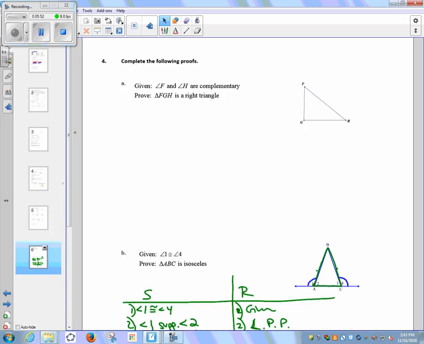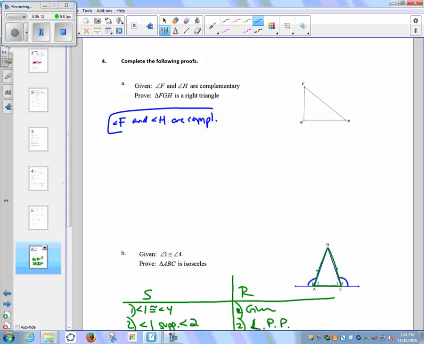All right, so this one, F and H are complementary. I'm going to do this one as a flow chart. You guys are going to have to adjust this one, okay? All right, so angle F and angle H are complementary. That's given. So for you guys, this is statement, reason, okay? We're trying to prove that triangle FGH is a right triangle.